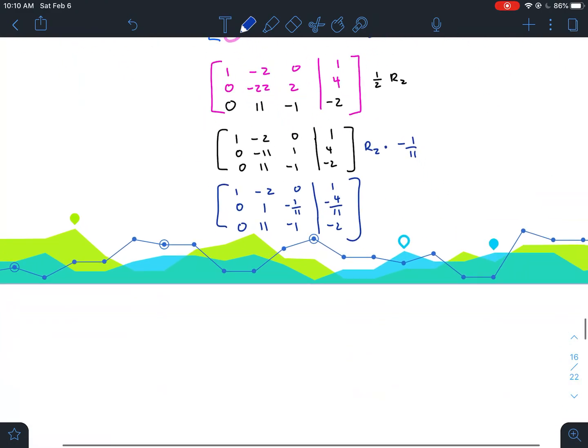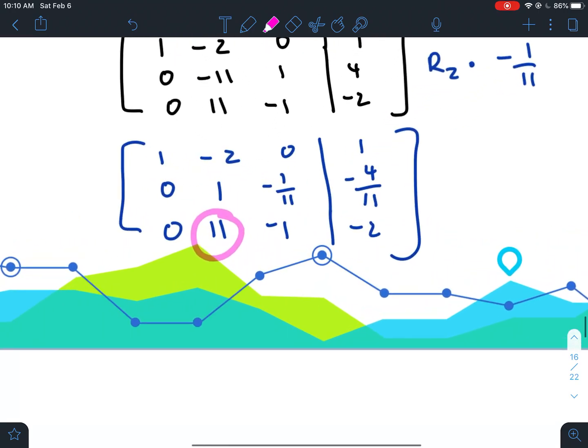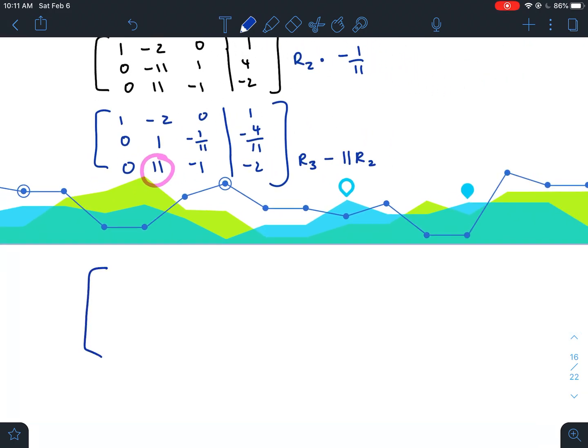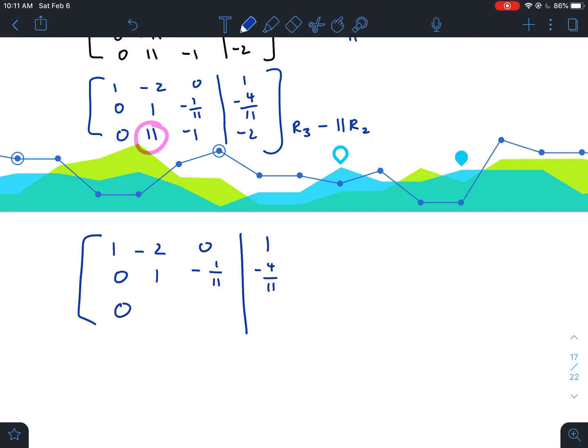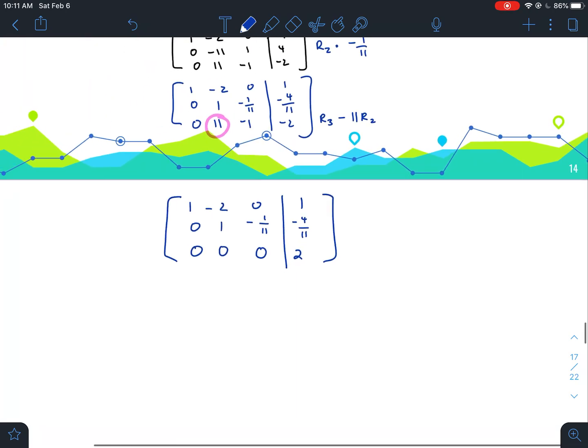Now I need a 0 underneath it, so I need this 11 to become a 0. So I can do row 3 minus 11 times row 2, and that would make that guy a 0. So I have 1, negative 2, 0, and 1. I have 0, 1, negative 1/11, and negative 4/11. And then I've got 0, 11 minus 11 is 0, negative 1 plus 1 is 0, and then negative 2 plus 4 is 2. Now notice what happens.